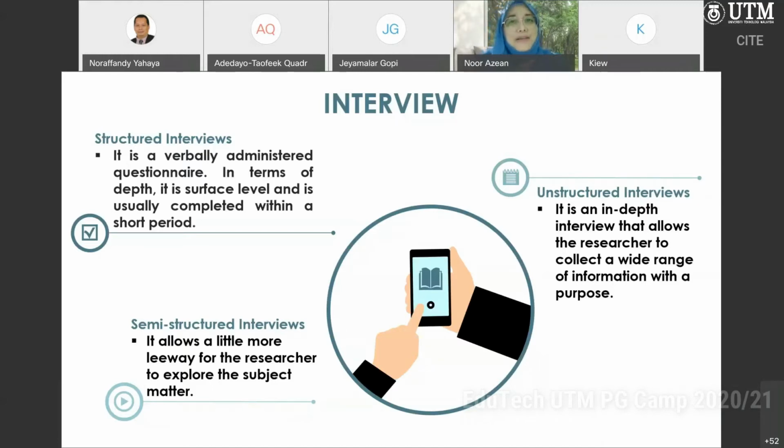I do unstructured interviews for my research because it involves kindergarten students, right? It is an adept interview that allows the researcher to collect more details, a wide range of information with a purpose. An advantage of this method is freedom. It gives a researcher the ability to combine structure with flexibility, even though it is more time consuming, because with an unstructured interview there are so many additional things you want to look at, right?